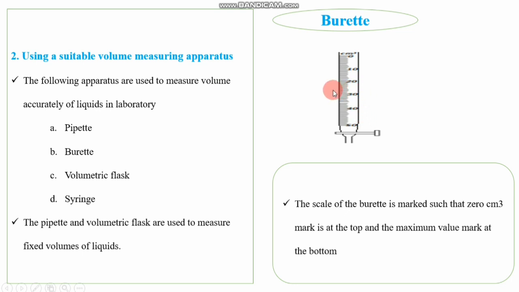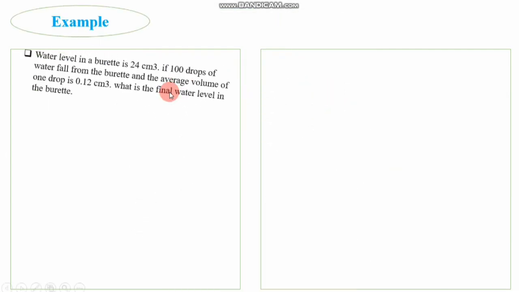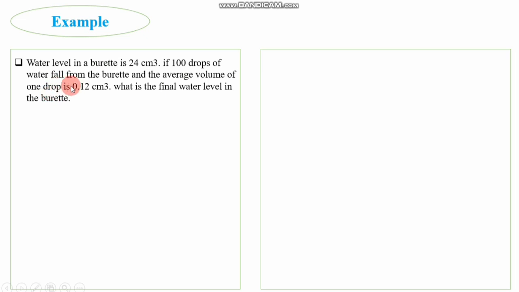So how do we calculate the total volume of 100 drops? We are told that one drop is equal to 0.12 cubic centimeters. So the volume of 100 drops of water is 100 drops multiplied by 0.12 cubic centimeters, and if you add that value to 24 cubic centimeters, we get our final water level in the burette. So this is the solution.